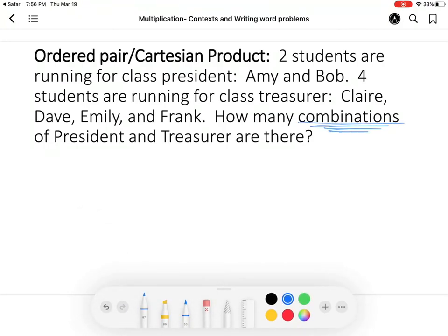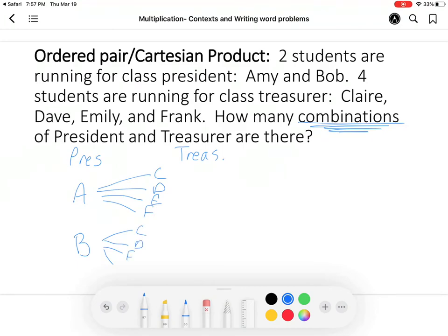So these combination problems, my instinct is to list out the combinations. And as a math teacher, I know that a tree diagram is a powerful tool for doing combinations. So I'm going to have a president and a treasurer. And the president is either Amy or Bob. And then I'll have 4 options for a treasurer. It's either going to be Claire, Dave, Emily, or Frank.